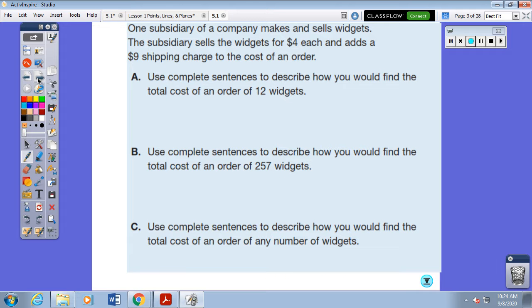One subsidiary of a company makes and sells widgets. The subsidiary sells the widgets for $4 each and adds $9 shipping charge to the cost of an order. So I generally go through $4 each and adds, I'm looking for the math terms, $9 shipping charge to the cost of the order. Think about things that you order online when you're working on this. Use complete sentences to describe how you would find the total cost of an order of 12 widgets.